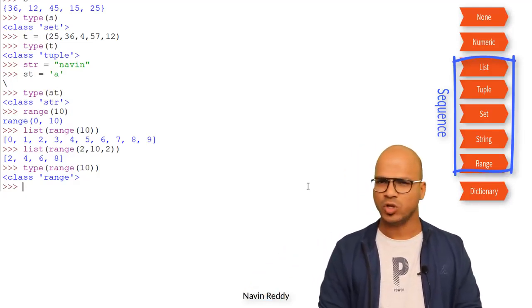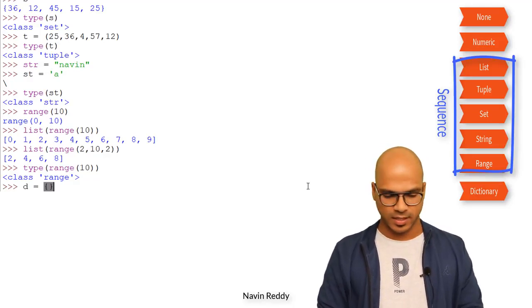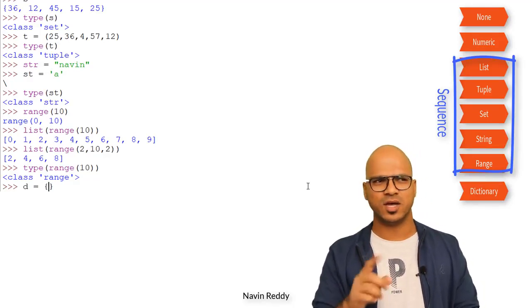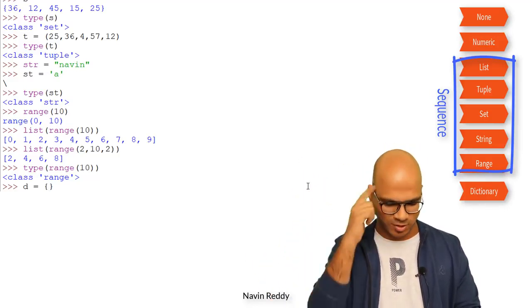Let's try it out. How do we define a dictionary? It's very simple. Let's say D is equal to, and you have to use curly brackets. Now why curly brackets? Because keys should not repeat, and what doesn't repeat? A set, and a set uses curly brackets, right? So it makes more sense here.